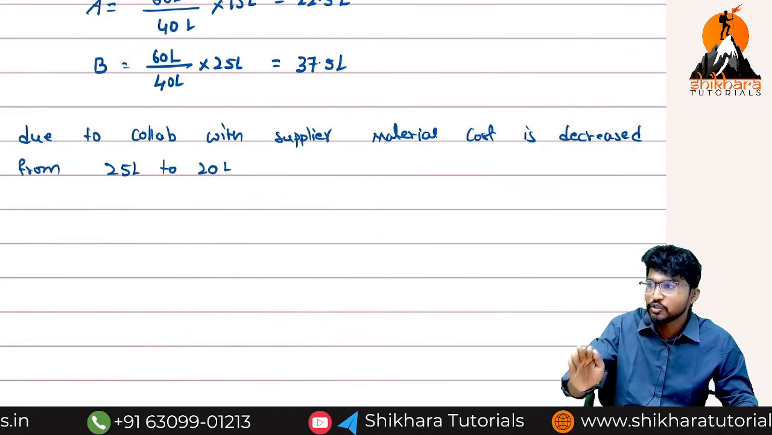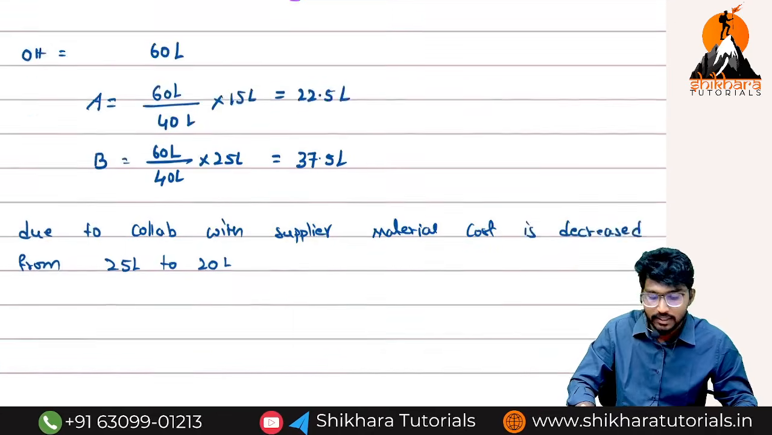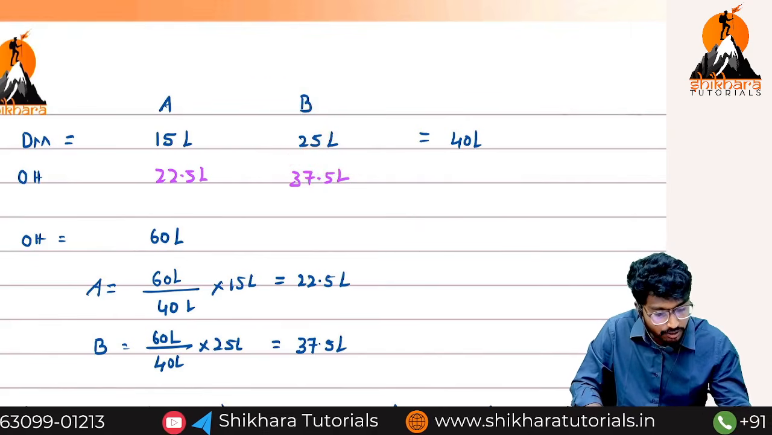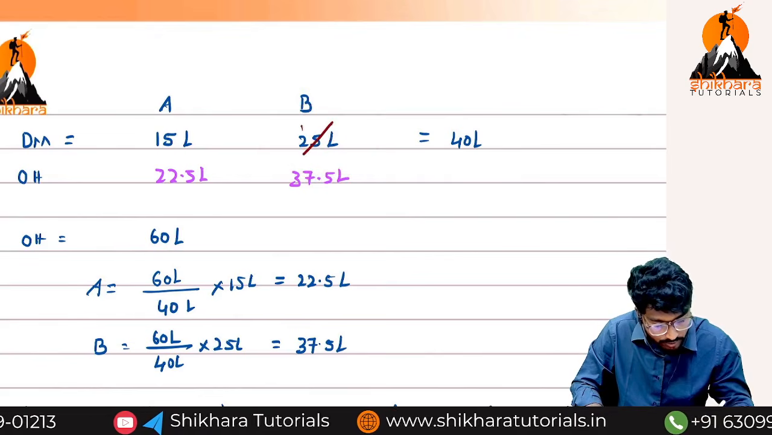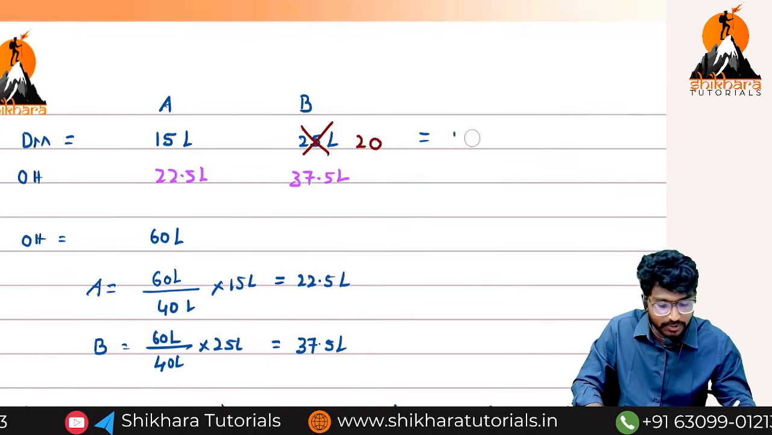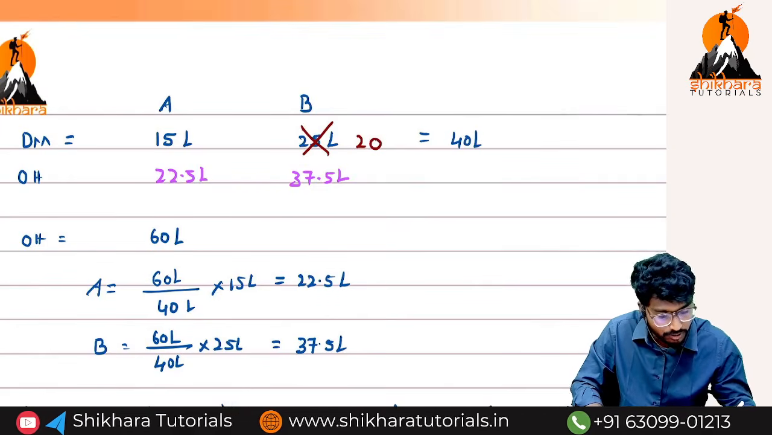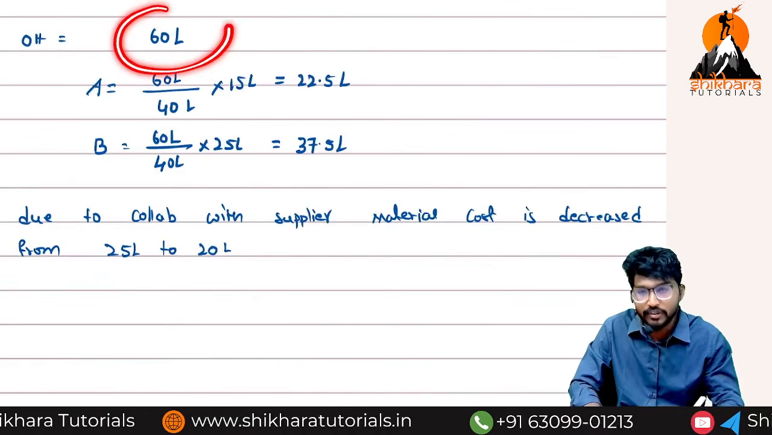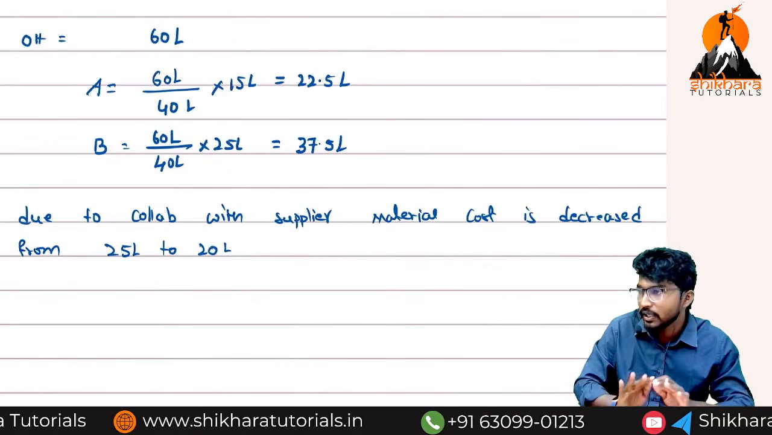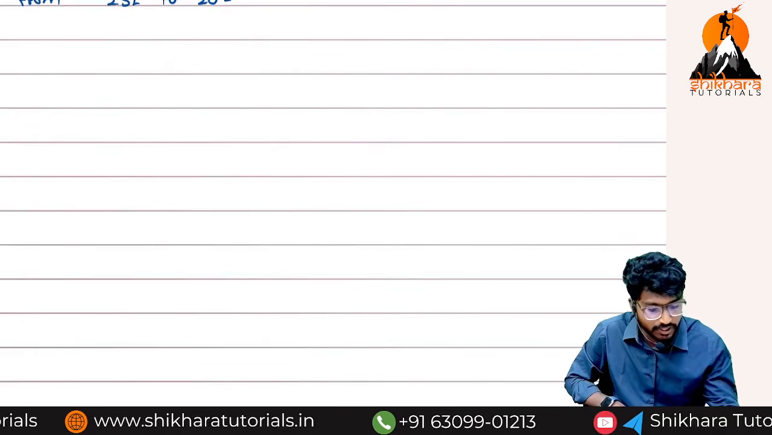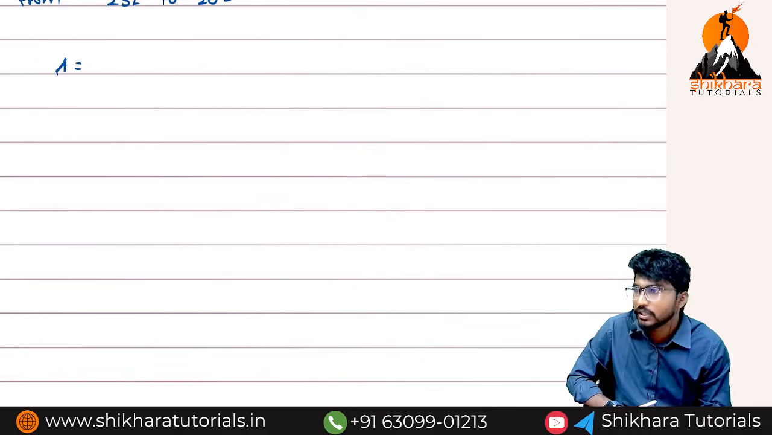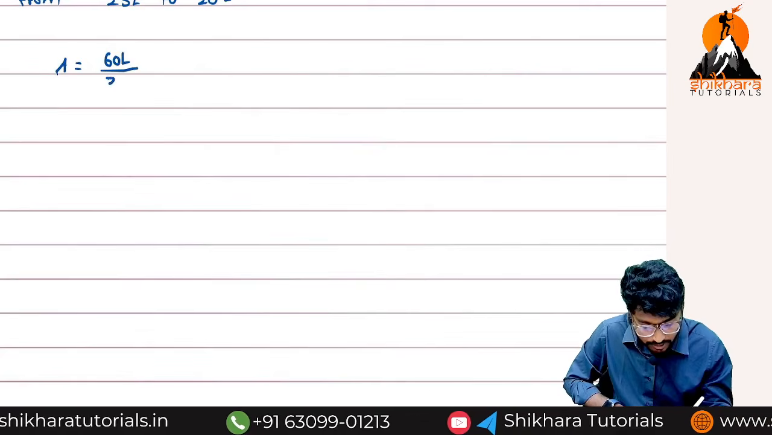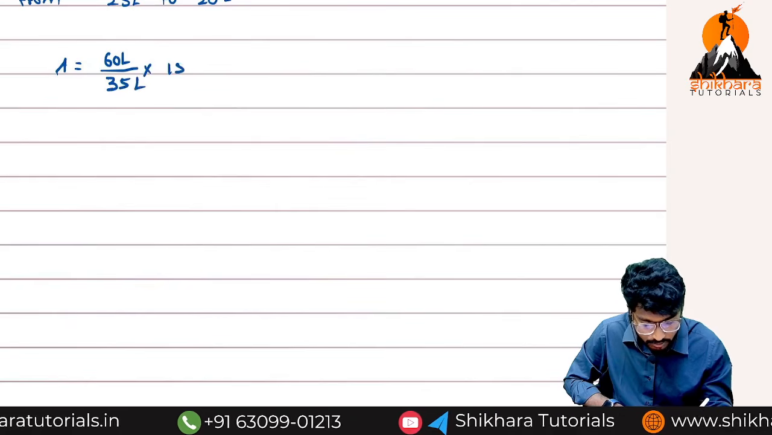Now what happened? There is no change in A, but there is some little change in B. Now B is decreased from 25 to 20. Now total material expenses will become how much? 35 na? Now there is no change in overheads. The overheads is same, like 60 lakhs. Now what is the share? For A, it is 60 lakhs divided by 35 lakhs into 15. How much?